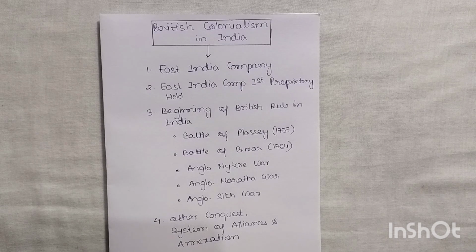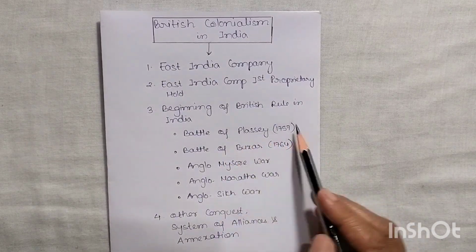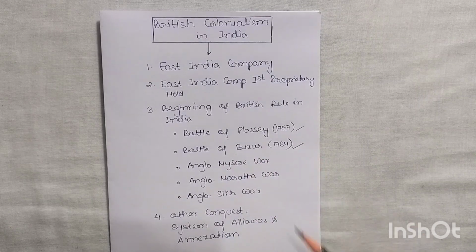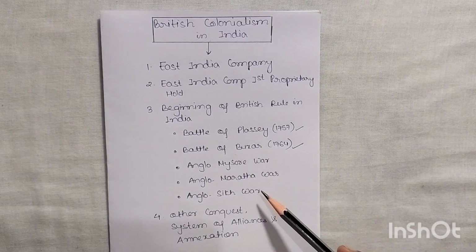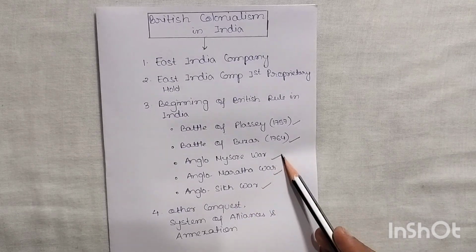So here we will see the East India Company. What is the East India Company, and how did it get its first proprietary hold, and after that the beginning of British rule in India? How was the rule started? Here we will learn about the Battle of Plassey in 1757, the Battle of Buxar in 1764, and three major wars: the Anglo-Mysore War, the Anglo-Maratha War and the Anglo-Sikh War. This is very important.